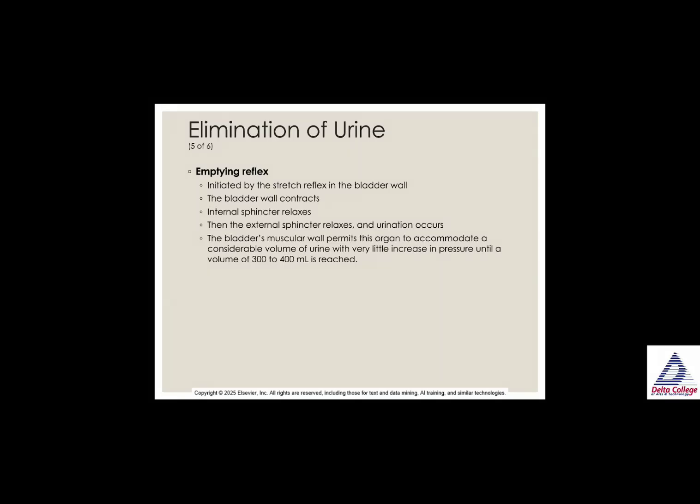The emptying reflex is initiated by stretch reflex in the bladder wall. The bladder wall will then contract, the internal sphincter relaxes, and then the external sphincter relaxes and urination occurs. The bladder's muscular wall permits this organ to accommodate a considerable volume of urine with very little increase in pressure until a volume of 300 to 400 milliliters is reached. Then at some point, we're going to feel the urge to urinate to get this out.